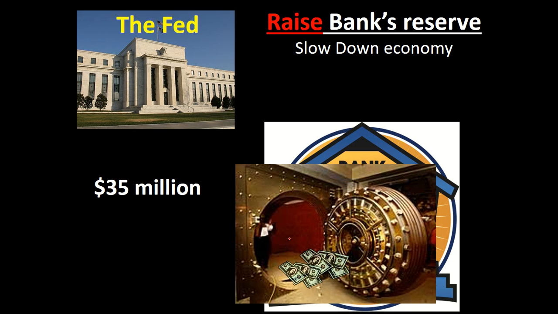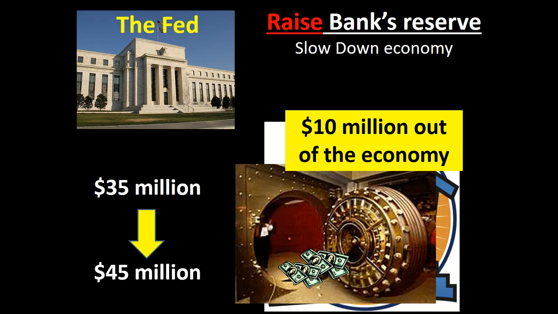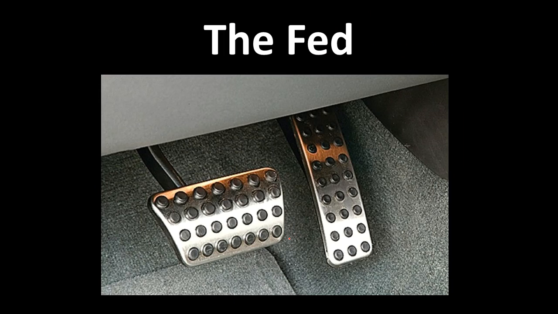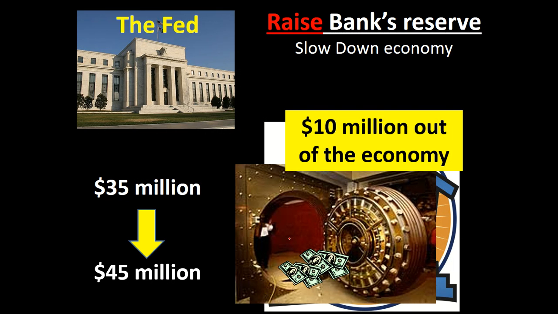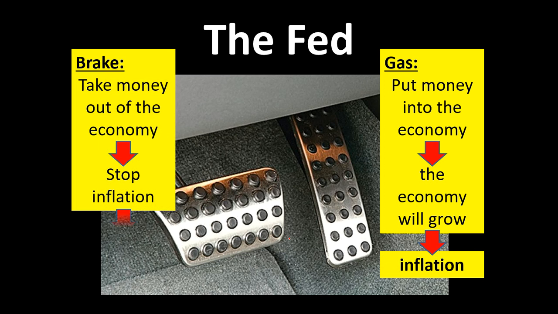We tell them, you know what? There's too much money out there. We're going to need you to pull it back in. New rule. $35 million, you got to keep $45 million in your vault. That sucks like a vacuum cleaner. Sucks $10 million out of the economy. That controls inflation, but it'll slow down the economy. Federal Reserve, gas pedal, brake.